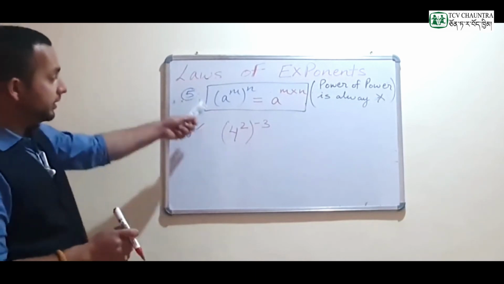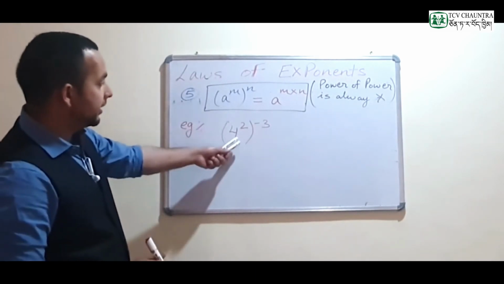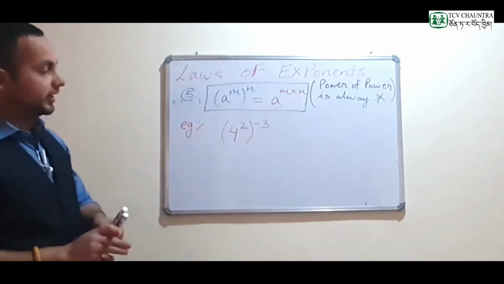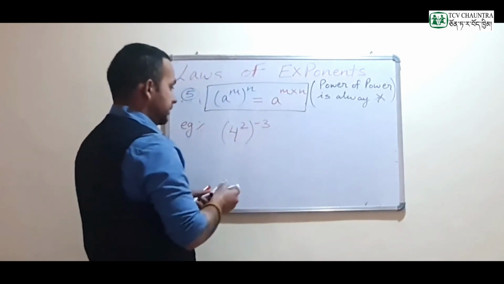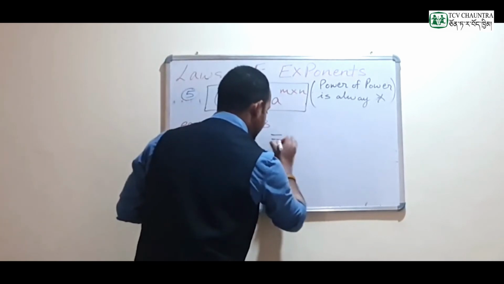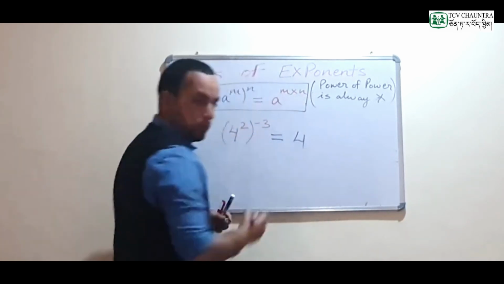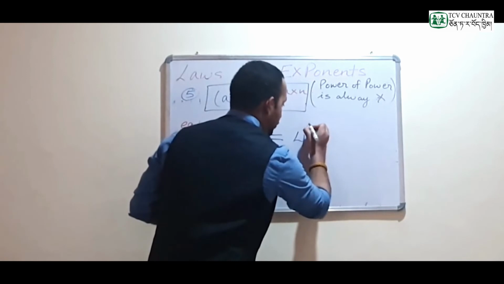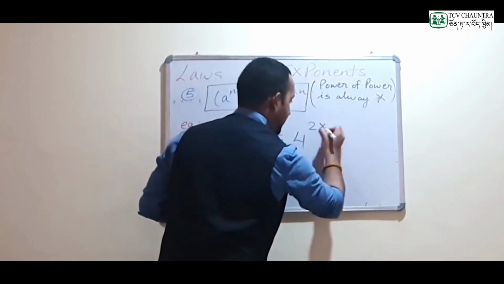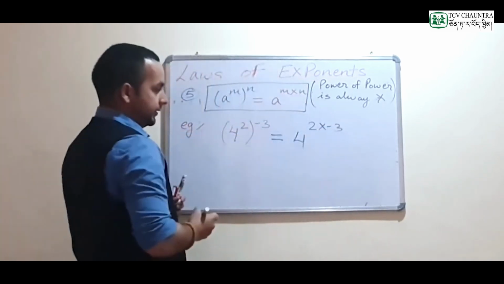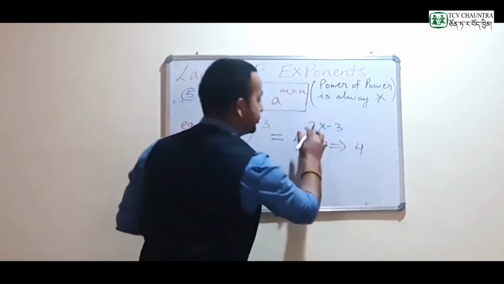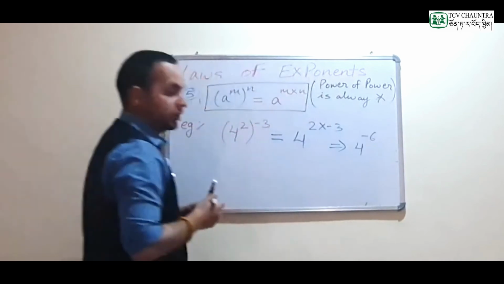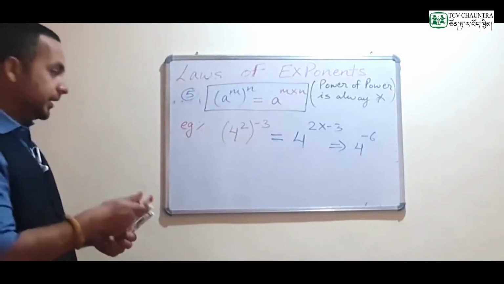Now this is an example of the fifth law. So power of power, we multiply. So we can write it as 4, with 2 multiplied by minus 3, and then 4 stays as it is. 2 3s are minus 6. So 4 raised to the power minus 6.